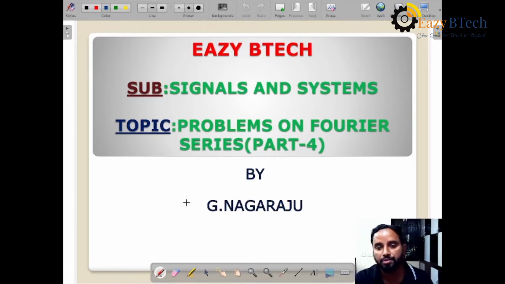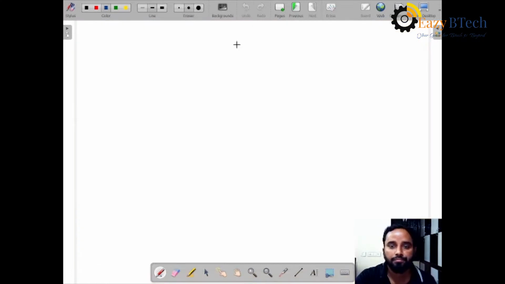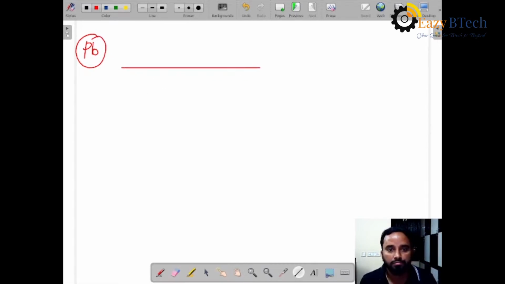Let's see today's session, Fourier series. So the problem is: determine the trigonometric Fourier series for the given periodic signal. So this is the periodic signal given. We are going to see the trigonometric Fourier series for the given periodic signal. And so on, it will repeat up to infinity. Similarly, on the left side also the same signal is going to repeat.